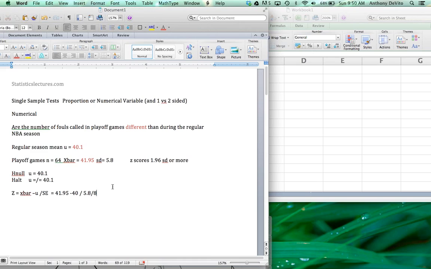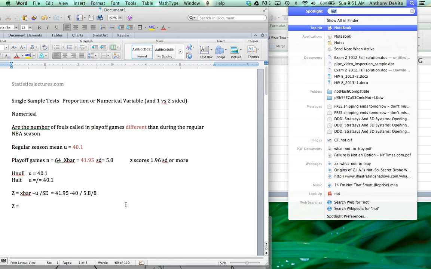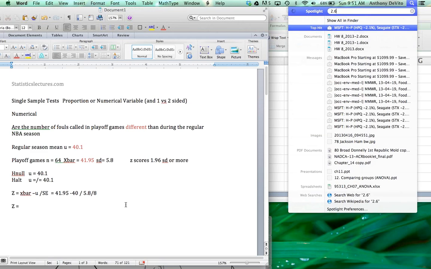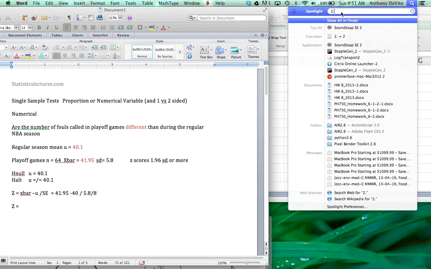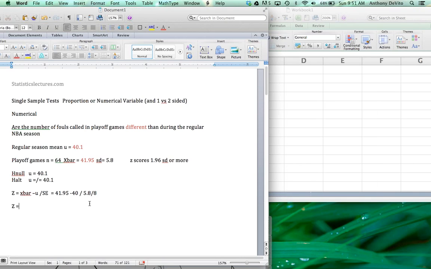Okay, now we mentioned that the z value that we have to exceed for a two-sided test is only 1.96. We've exceeded our critical z-score. Our z-score is 2.68. We've exceeded our critical z-score. What do we do? What's our conclusion now?